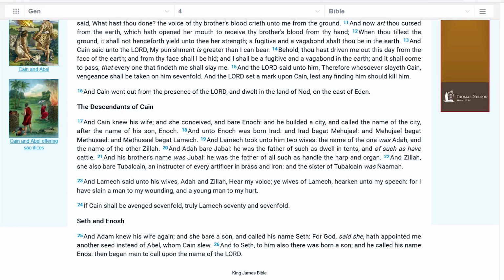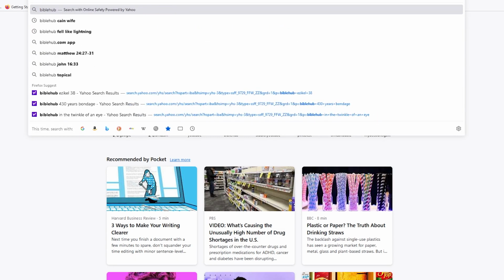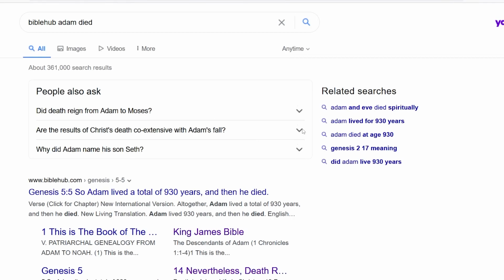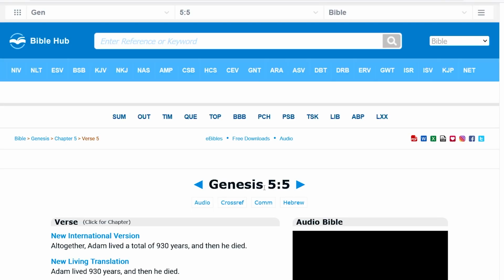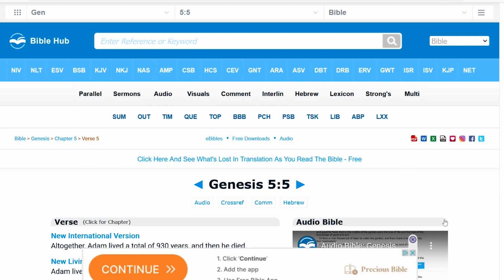Okay, look, and then the other thing, here's another one that's crazy. They tell you when Adam died. Look, Genesis 5:5. 5:5 is another crazy number. 5:5 means Satan. That's the numeric value for the word Satan. Anyway, so Adam lived a total of 930 years. You're like, what? Yeah, look, 930 years, and then he died.